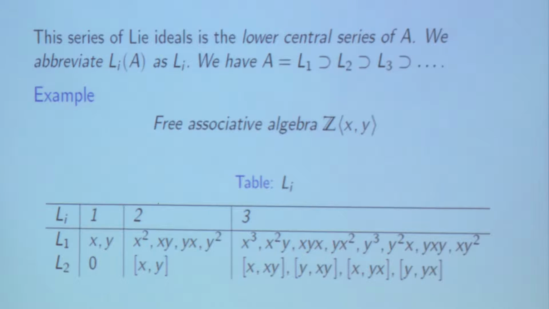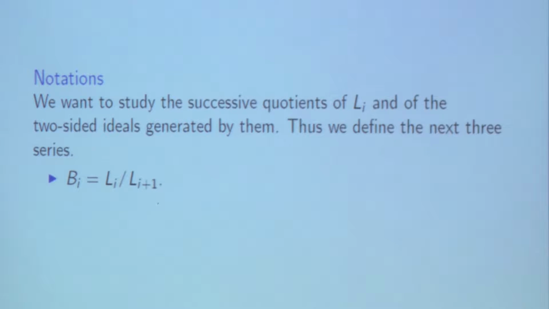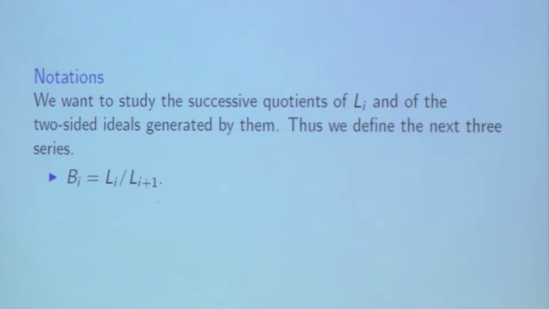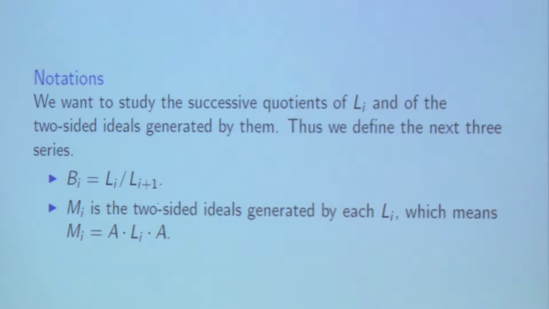In L2, that means we don't have anything of degree 1, and we will start from degree 2. And we will have the commutator [x,y] because xy minus yx is something of degree 2. L3 will be 0 in degree 1, 0 in degree 2, and we will start from degree 3, and so on. Now, after giving the definitions of the lower central series, we have some other series. We denote by B_i the quotient of L_i by L_{i+1}. And M_i is the two-sided ideal generated by L_i, and N_i is the quotient of M_i by M_{i+1}.